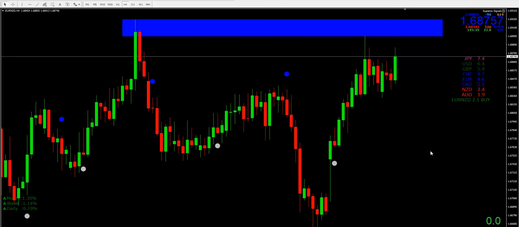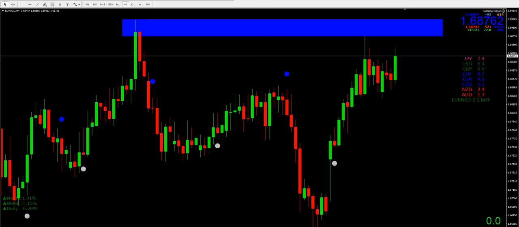But obviously, nothing is set in stone when it comes to trading. Even as I'm looking to take it down, it could be the case that it just goes above and keeps on going higher. But anyway, that's basically one of the ways I'm looking at trading it.